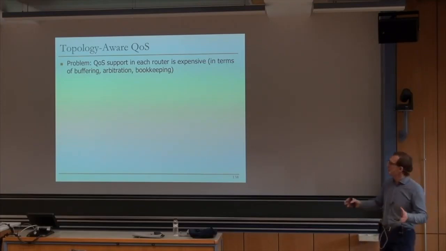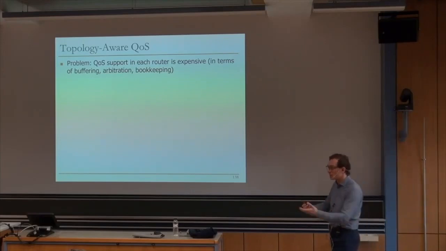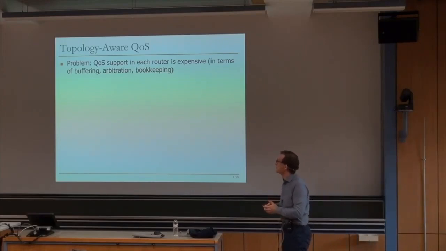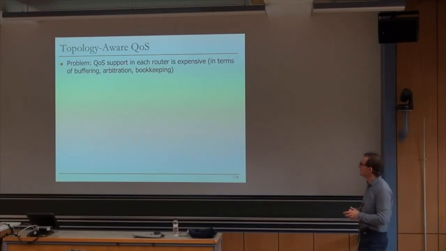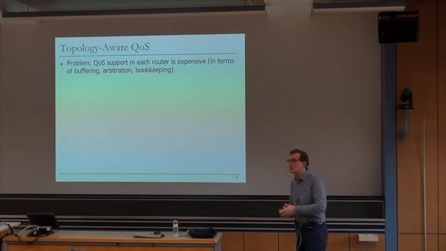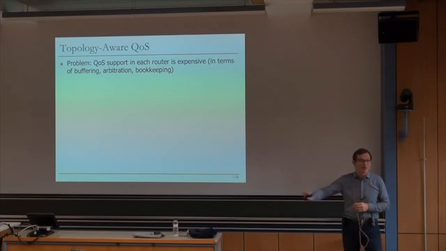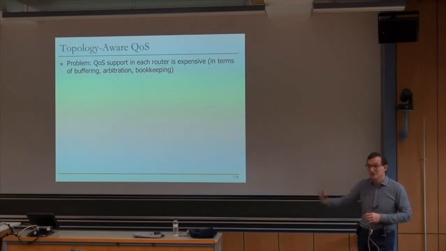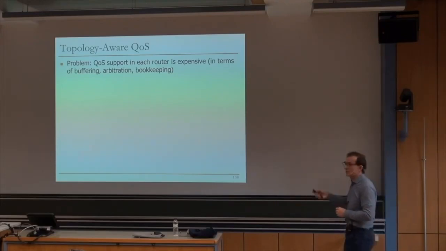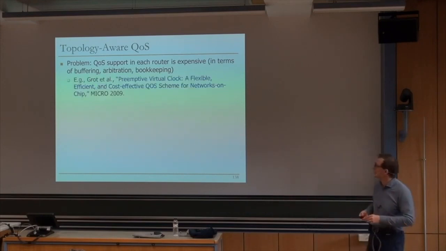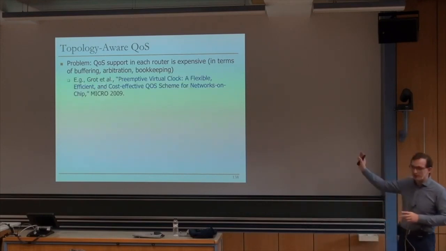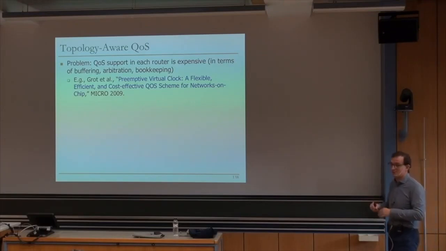Basically, yes, you have buffering, but now you need to have more buffering to distinguish between different quality of service classes. You need to do arbitration, depending on what kind of quality of service you want to provide. You need to do bookkeeping for each flow in the network, even though it may not be occupying buffers at that point in time. So there's a lot of overhead to provide quality of service to different flows or different applications in the network.